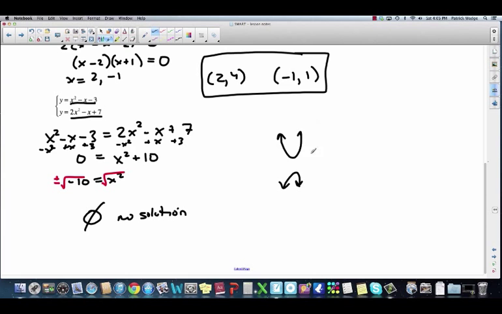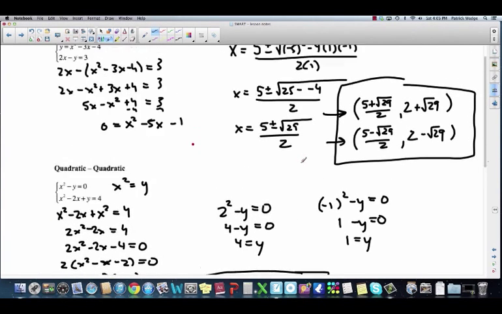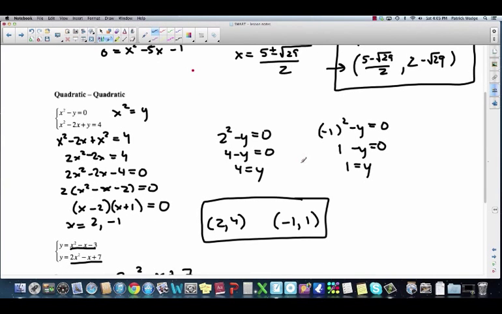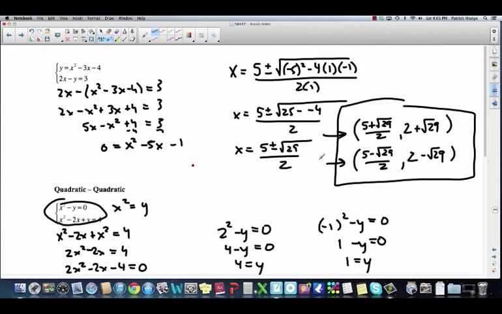Remember, you could still graph all this and get the same answers, just like we did last time. It's the same thing. If you graph these two parabolas right here, they would cross each other at the points 2, 4, and negative 1, 1. Don't lose sight of the fact that you could have done this by graphing.